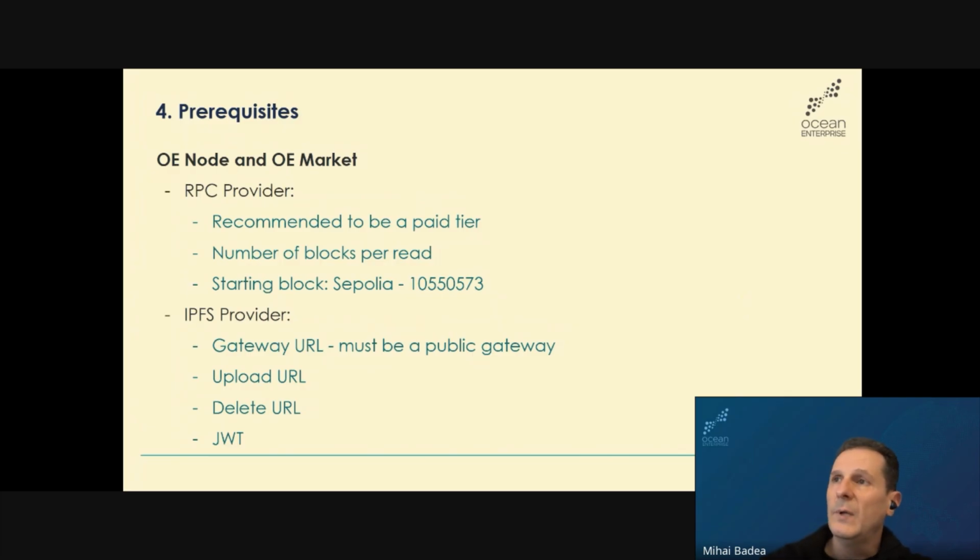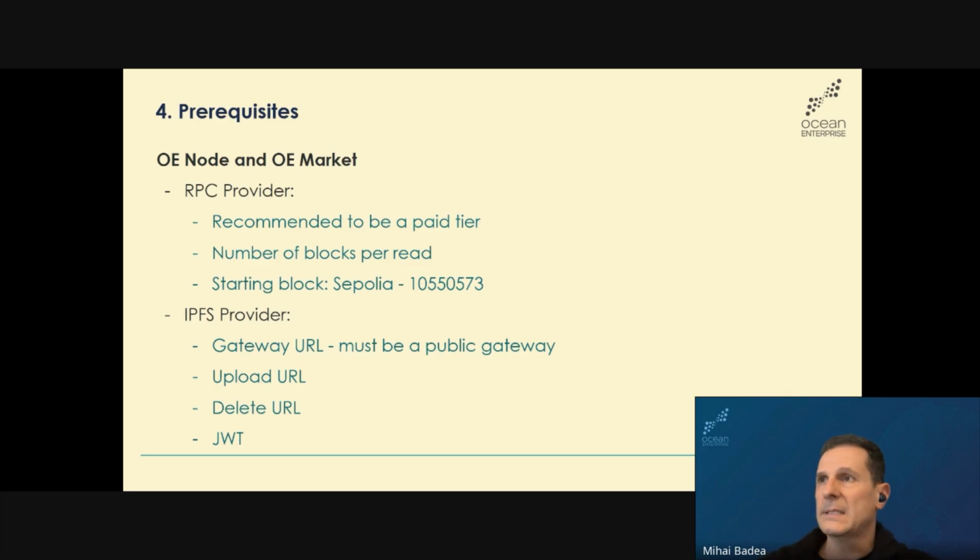And this will influence the number of blocks that the indexer within the OE node will read. Also, it's very important for you to set up the starting block of the blockchain. Basically, this is the block from which the indexer within the OE node will start reading to identify assets that have been registered within that data space.